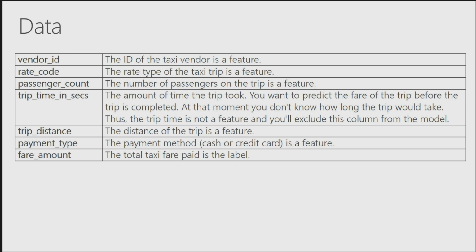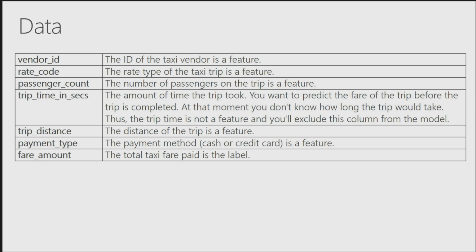The first column is a vendor ID. And this is just the ID of the company that runs the taxi. The second one is a rate code. This is a rate type for the taxi. The third one is a passenger count. How many passengers were there during a particular ride or a particular trip? The third one is the trip time in seconds. How long did that trip take? The fourth is a trip distance. From A to B, what was the distance for that particular trip?